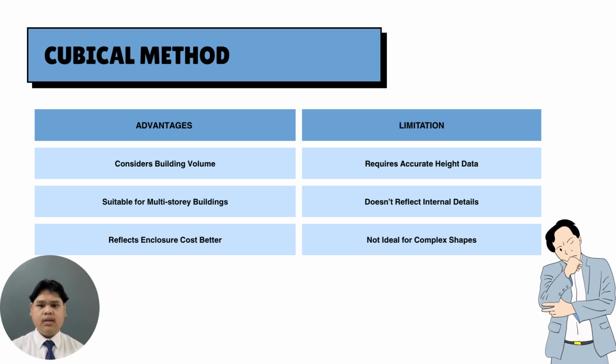However, this method does have limitations. It requires precise height data, and inaccurate assumptions can lead to errors. It also doesn't consider internal details such as finishes, partitions or building services. Additionally, it is less effective for buildings with complex shapes or split levels, which can reduce the accuracy of the estimate.